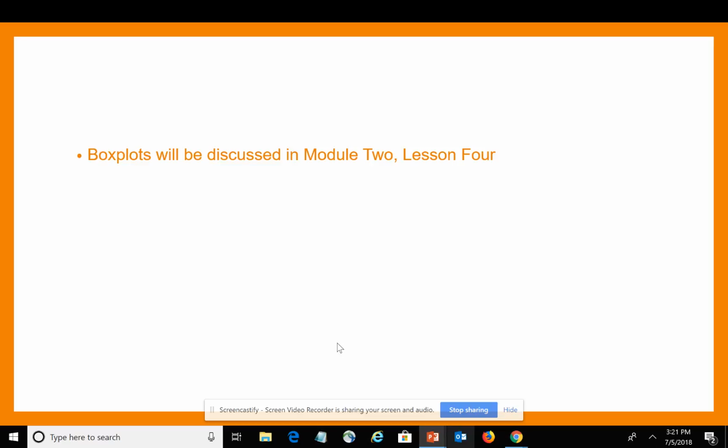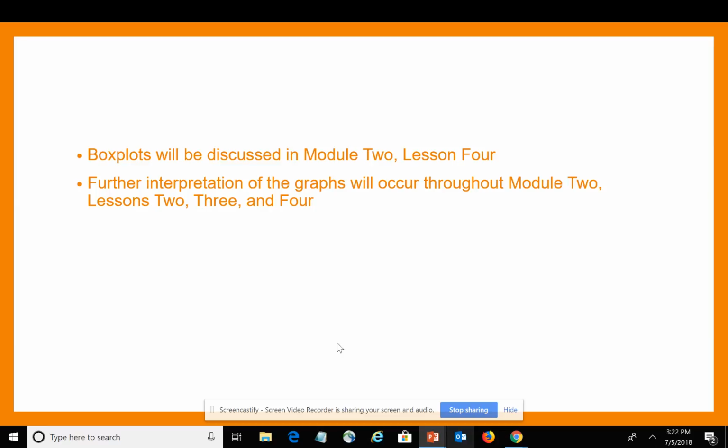We will discuss box plots a little bit later because we need some additional information before we can talk about box plots. We'll talk about those in Module 2, Lesson 4. And we'll talk a little bit more about graphs and how to verify the distributions as we get into Module 2, Lessons 2, 3, and 4.